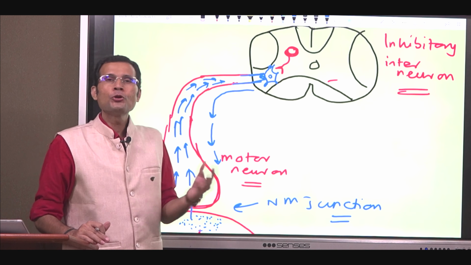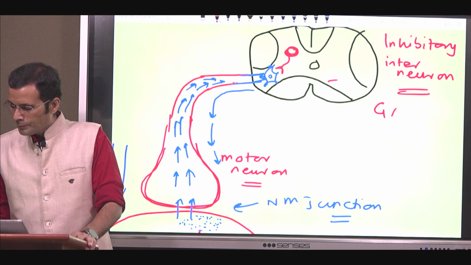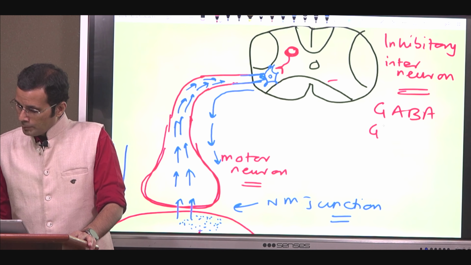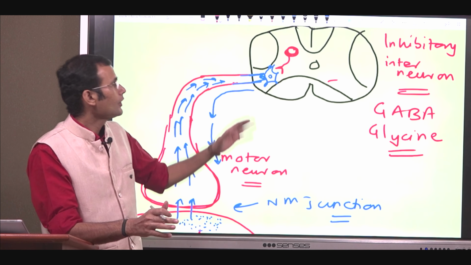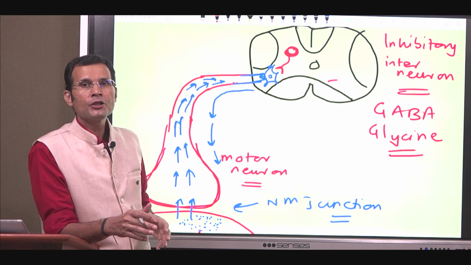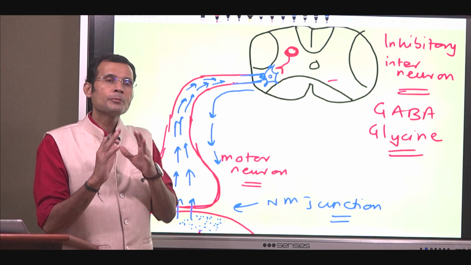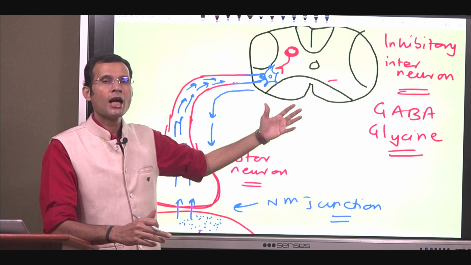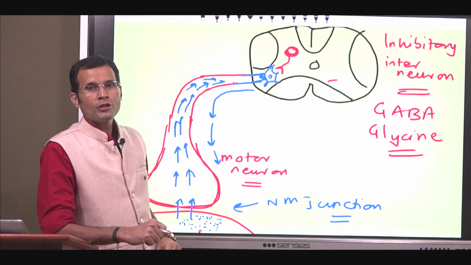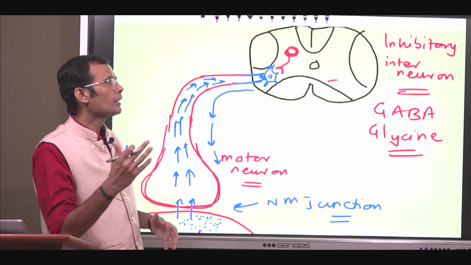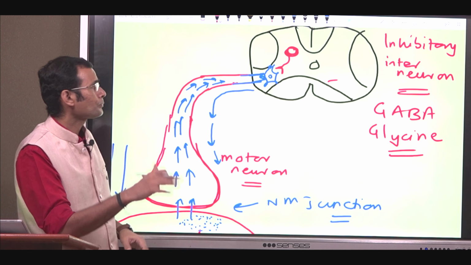And you know, inhibitory transmitters are GABA and glycine. To be more precise, glycine is the commonest inhibitory transmitter in the spinal cord. So glycine mainly, but also GABA at some places. This inhibitory interneuron releases GABA or glycine on the motor nerve cell, the motor neuron.